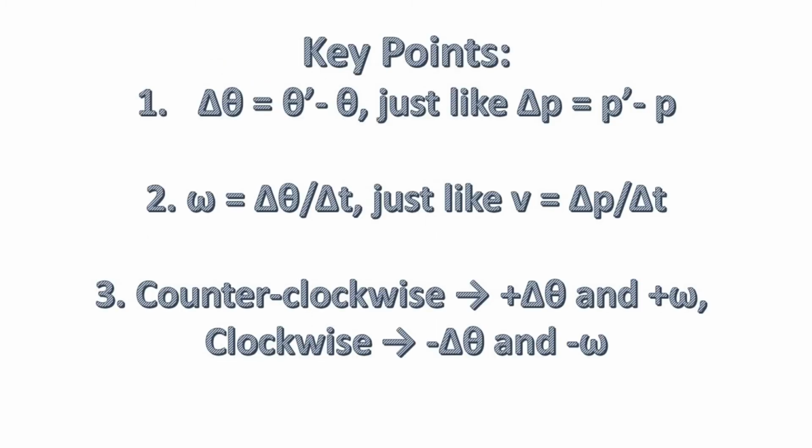So to recap some key points, our angular displacement is our change in angular position between 2 points in time, similar to the way displacement is a change in a linear position at 2 points in time. Angular velocity is equal to an angular displacement divided by the amount of time that angular displacement took, and counterclockwise rotations lead to positive angular displacements and angular velocities, while clockwise rotations lead to negative angular displacements and negative angular velocities.